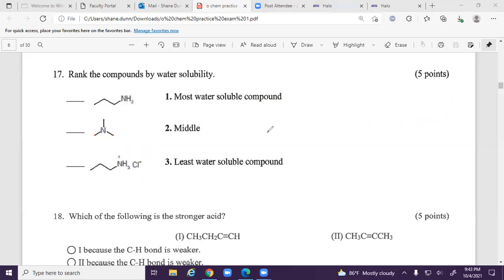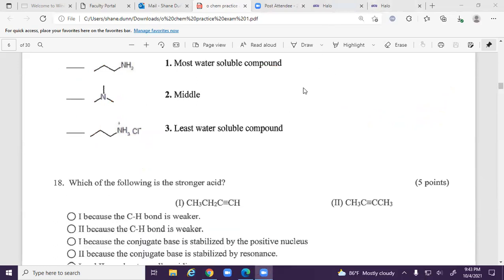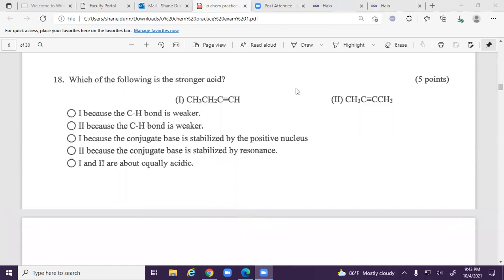Okay. Going to go a little bit quicker because it's going to shut off in a couple of seconds. And we're almost done too. Which one is the stronger acid? So, do they have equal resonance structures? Yes or no? Yes, because they're pretty much the same molecule, right? The only difference is what? Placement of the bonds. All right.